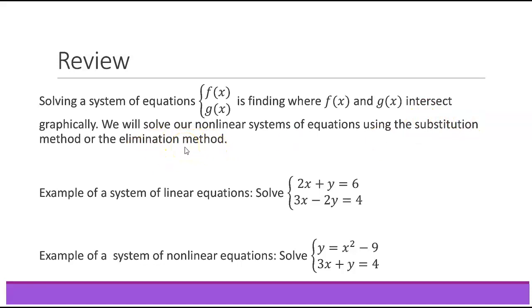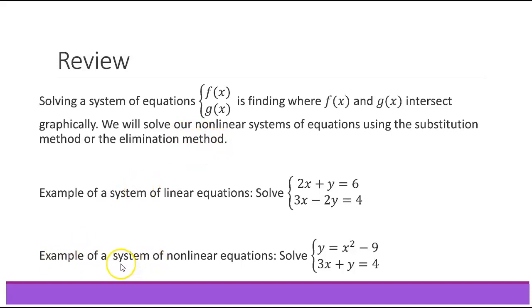These should be familiar methods from our days of solving systems of linear equations. As a quick example of a system of linear equations that we should be familiar with, it might look something like: solve 2x plus y equals 6 and 3x minus 2y equals 4. Here notice that x and y are to the first power, so we have two lines. So we're ultimately finding where these two lines intersect, if in fact they do. That would be our solution to a system of linear equations, but we solve it using either substitution or elimination, which we will review.